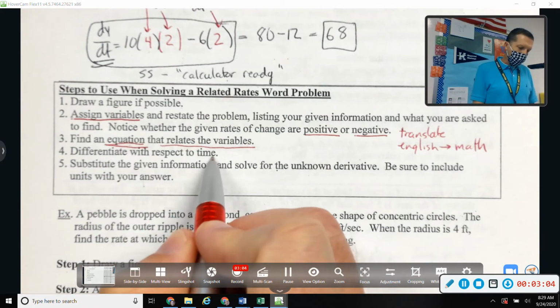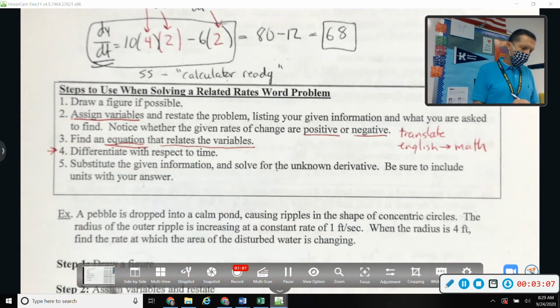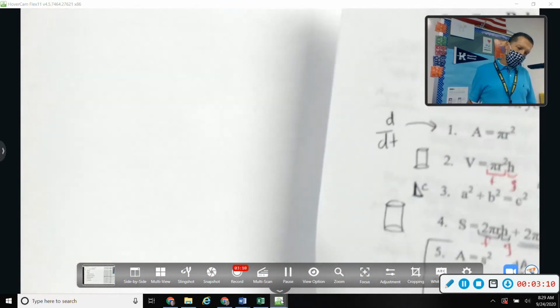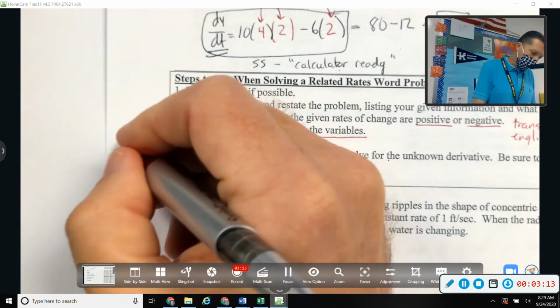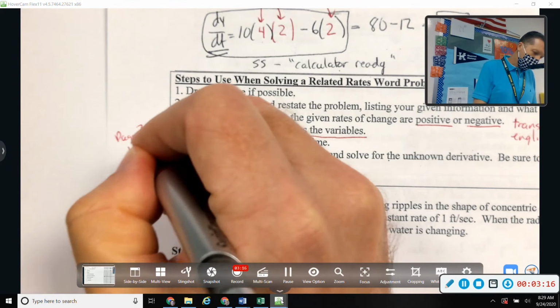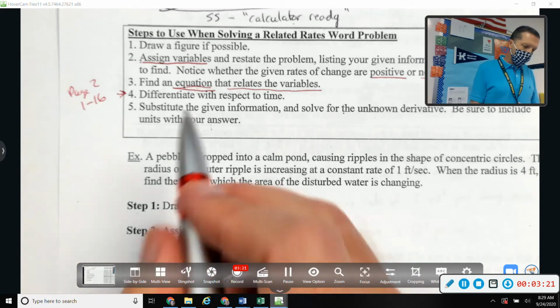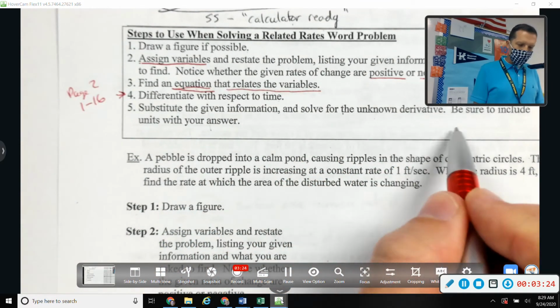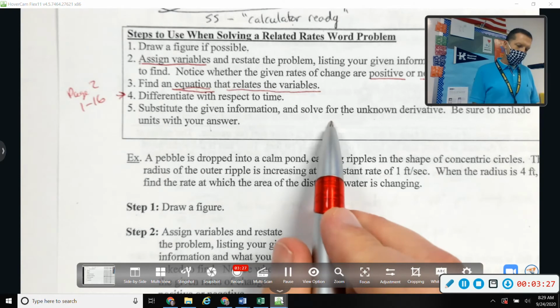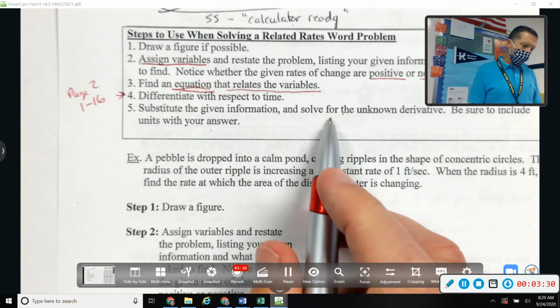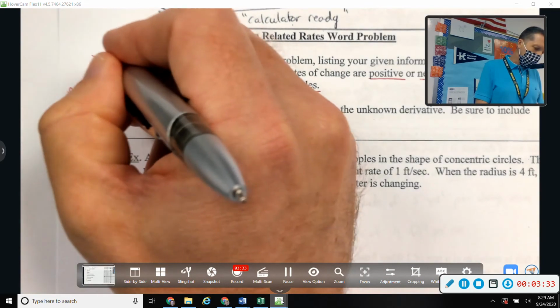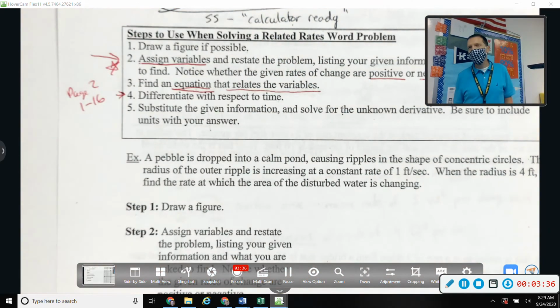Then differentiate that with respect to time. That's what we did yesterday, those previous examples on the last page, page 2, 1 through 16. So you've done 16 of those, and that's not really the hard part of the problem. And then substitute in all the stuff you know and solve for what you don't know. So that part's not hard either. Probably the hardest part is step number 2, translating it from English to math. This is always the case with word problems, right? Once you get it into a math problem, it's fine. It's just getting it from the English to the math.